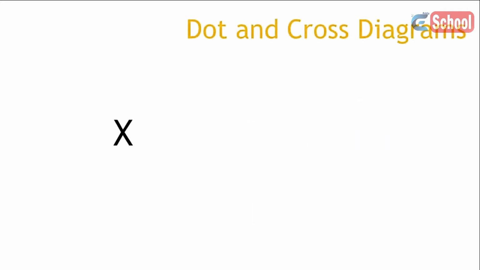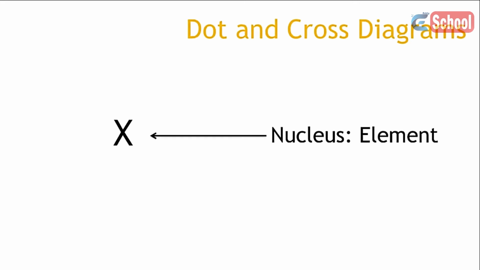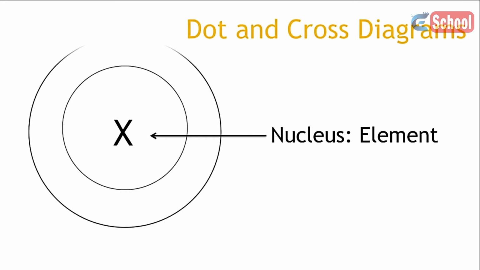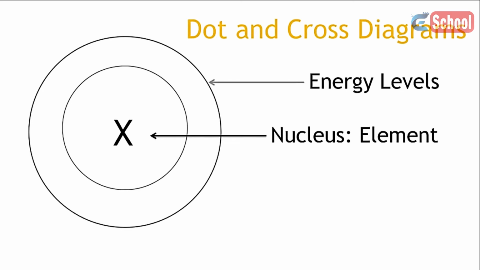In the diagram, the nucleus is represented by the element symbol or a central black dot. The energy levels are represented by circles around the nucleus, and the electrons are represented by dots or crosses.